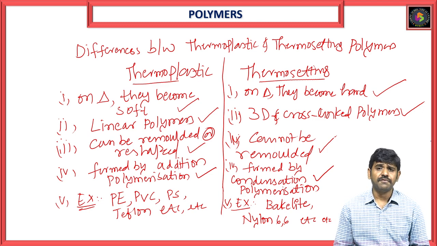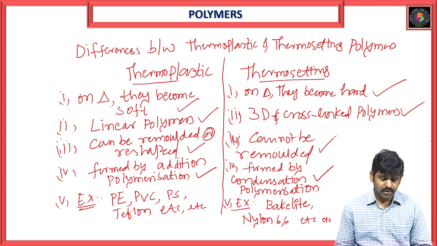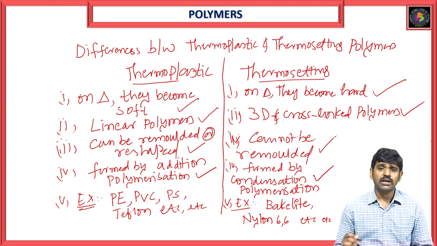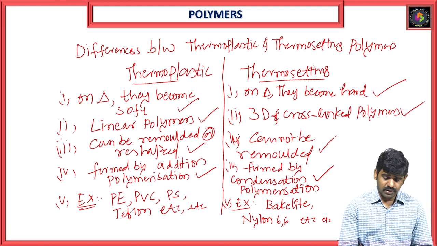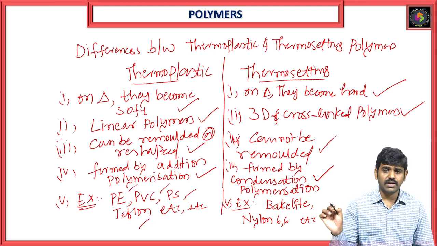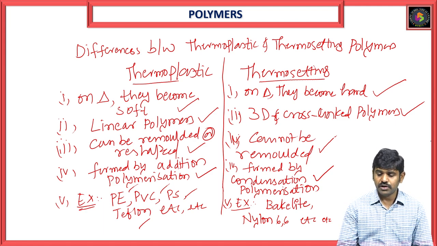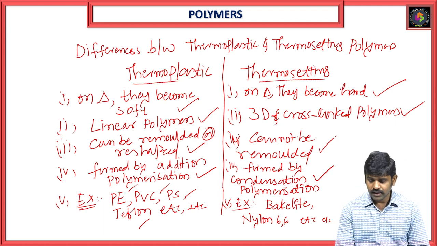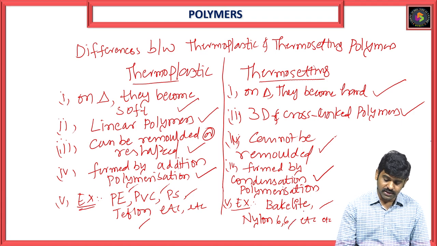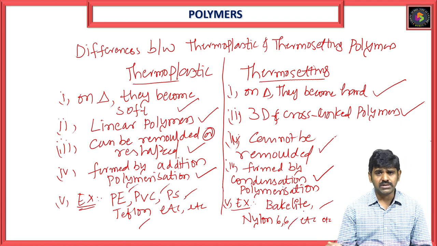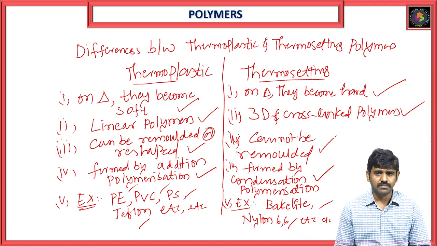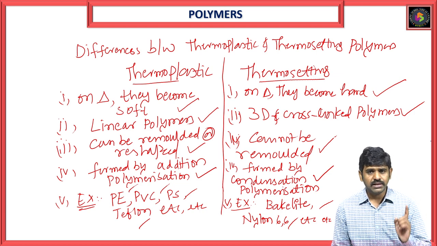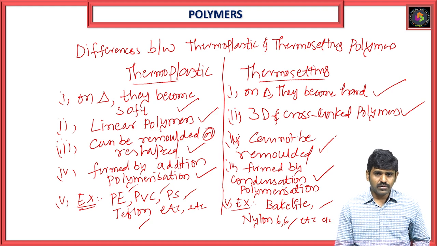And examples of thermoplastic polymers are polyethylene, polyvinyl chloride, polystyrene, Teflon, etc. And examples of thermosetting polymers are bakelite, nylon 6,6, terylene, nylon 6,10, etc. Right. So, this is about the differences between thermoplastic and thermosetting polymers.